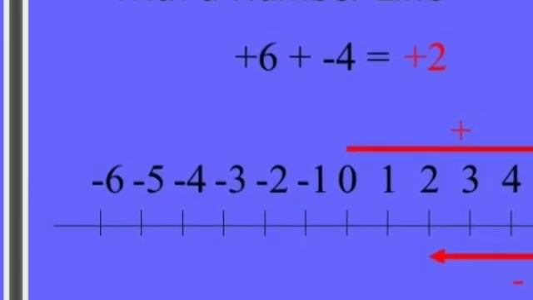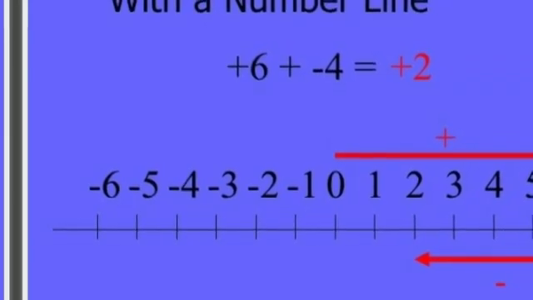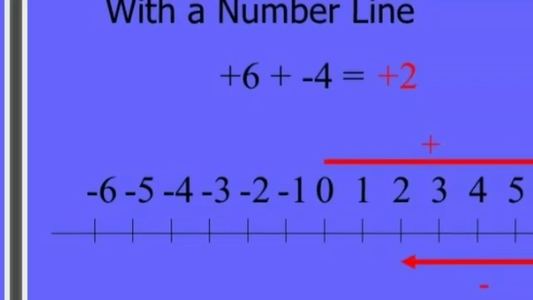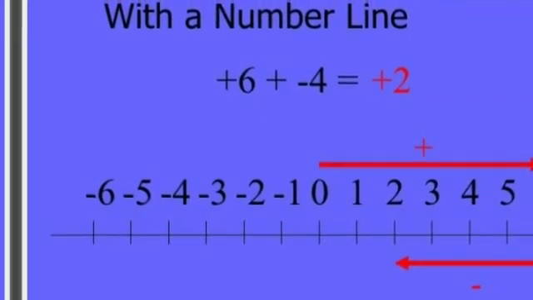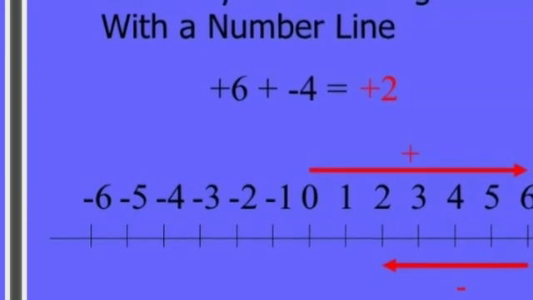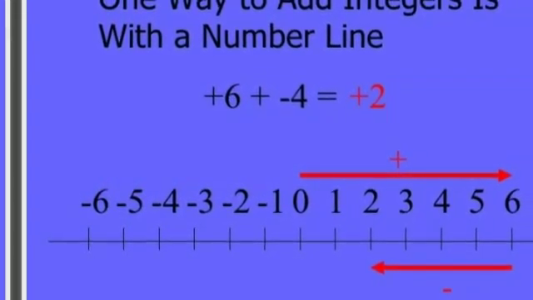Now you are at 6. 6 to 5, 1. 5 to 4, 2. 4 to 3, 3. 3 to 2, 4 completed. Now you are at 2. So 2 is positive by seeing your number line. That's why your answer is plus 2.